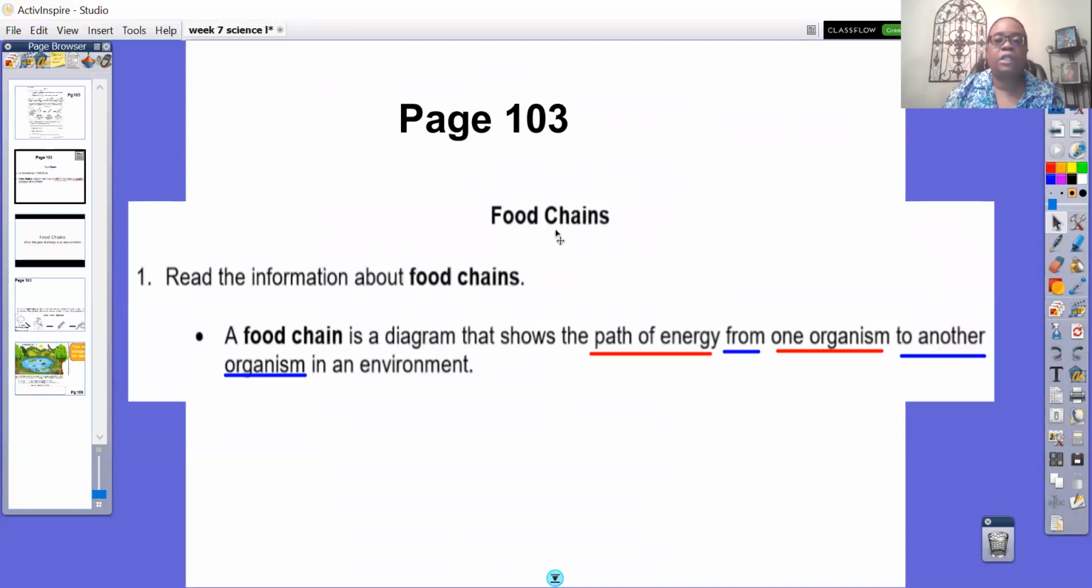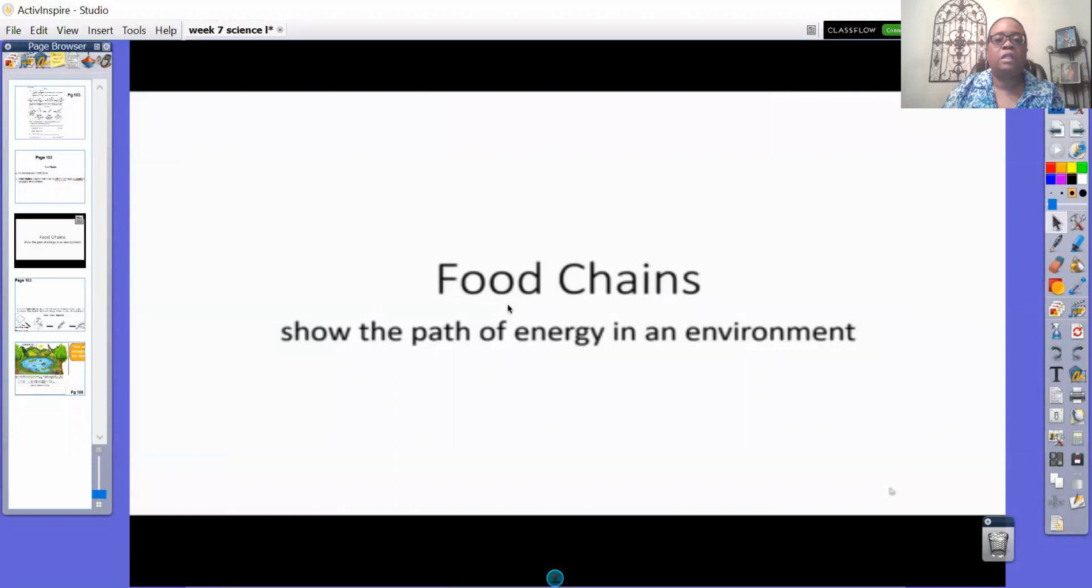Food chains. Read the information about food chains. A food chain is a diagram that shows the path of energy from one organism to another organism in an environment. Okay, next. I want you to see a little video.